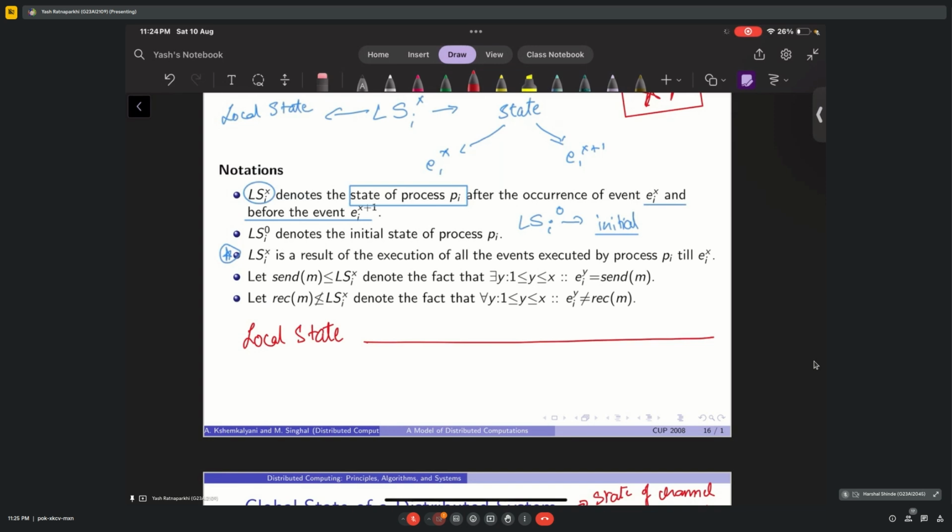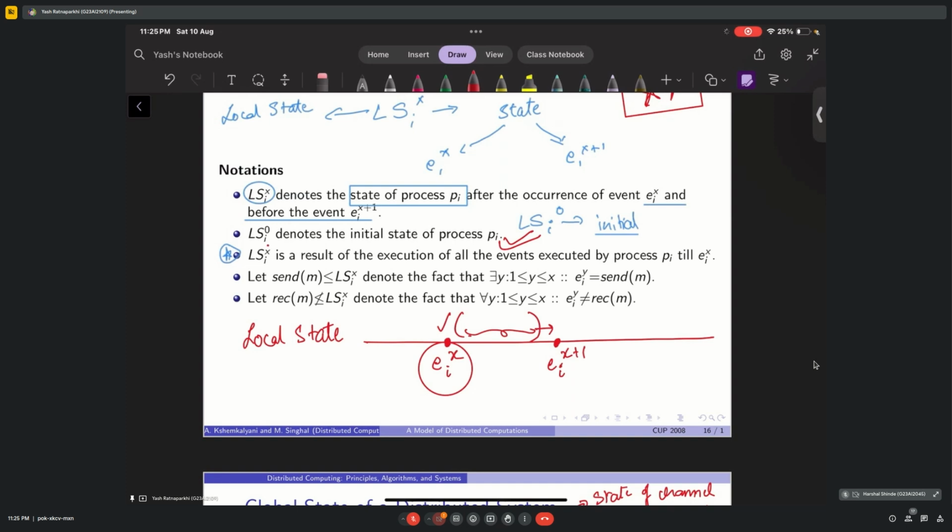Look, this is my line, this is my state, this is my event e_i^x, and this is my event e_i^(x+1). After this event is complete and until it reaches the next event, the whole state of the process is known as the local state of that particular e_i^x. Understood? Now LS_i^0 means the initial state. Correct, this is the initial state. LS_i^x is a result of execution of all the events executed till e_i^x.